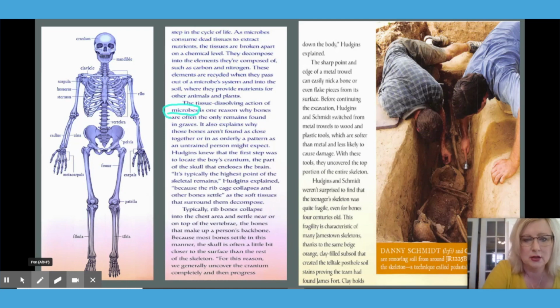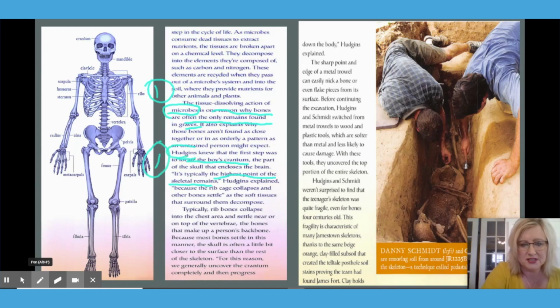What is one reason bones are often the only remains found in graves? Well, the level 1 answer would be microbes. Microbes are one reason. Why? Very easy, level 1 right here. We also could do another level 1 here, and we're talking about locating the boy's cranium, and it says that it is the highest point of the skeletal remains. So we might ask a question, another level 1 here.